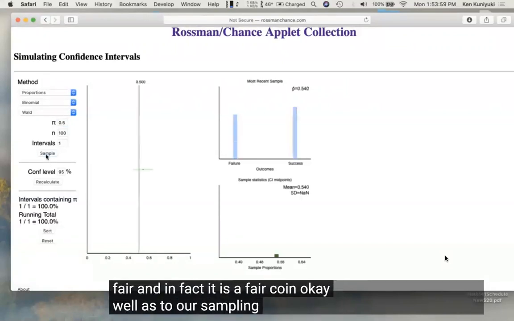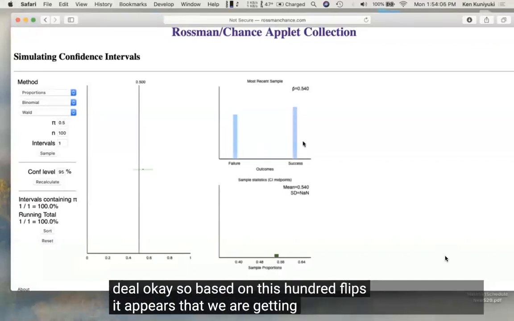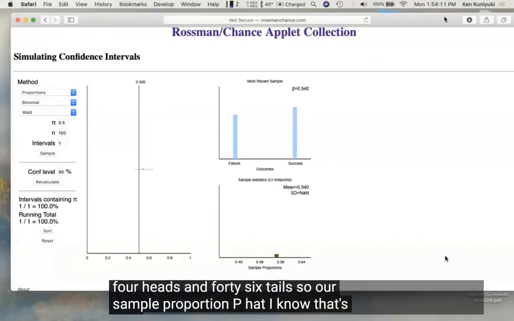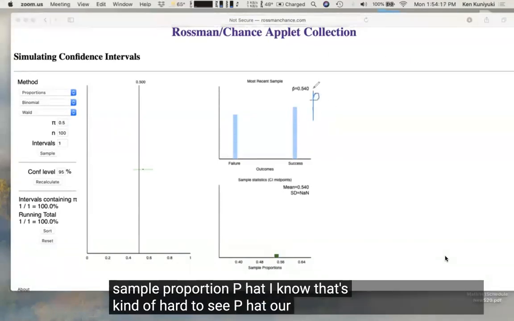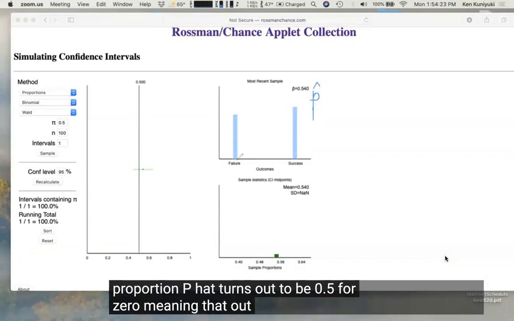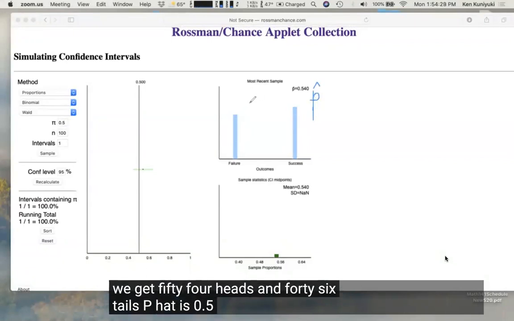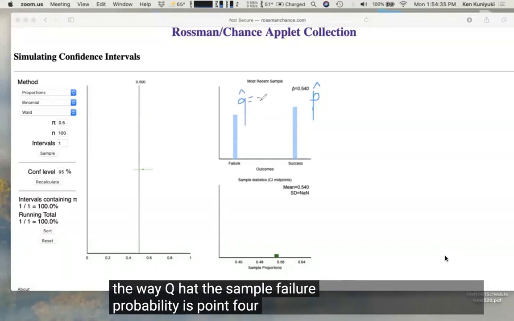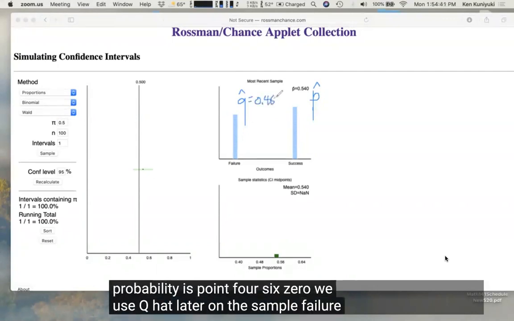Okay, well, let's do our sampling. So based on these 100 flips, it appears that we are getting 54 heads and 46 tails. So our sample proportion, p hat, I know that's kind of hard to see, p hat, turns out to be 0.540, meaning that out of the 100 flips, we get 54 heads and 46 tails. Therefore, by the way, q hat, the sample failure probability, is 0.460. We'll use q hat later on.